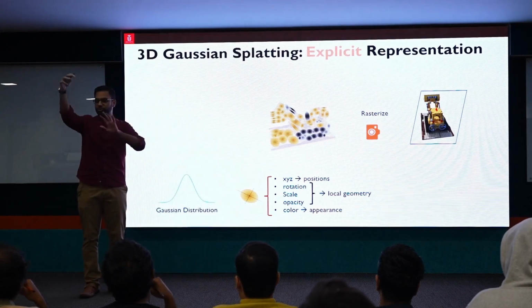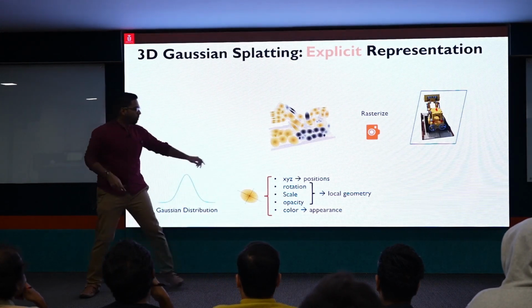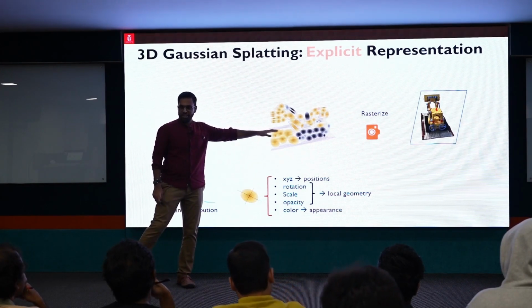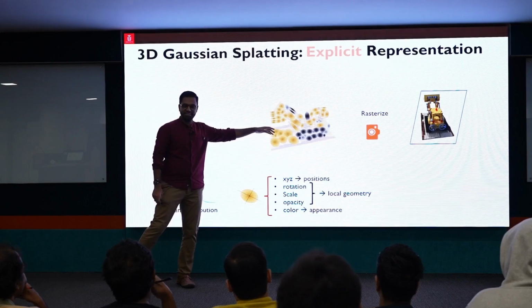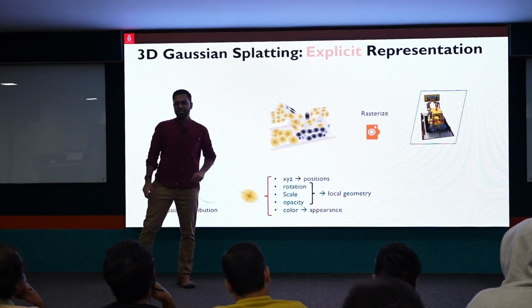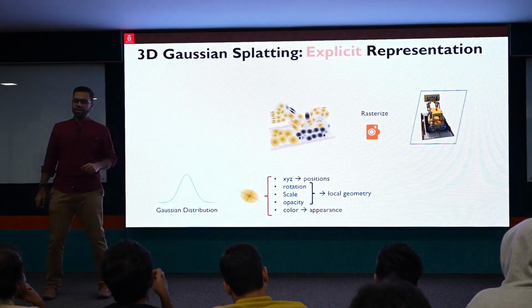So given multiple views of the scene, we'd like to optimize for these parameters and build this 3D Gaussian. People refer to this as a 3D Gaussian splat. So if you have this splat, then you can get the image that you want to get. You can get the novel views.